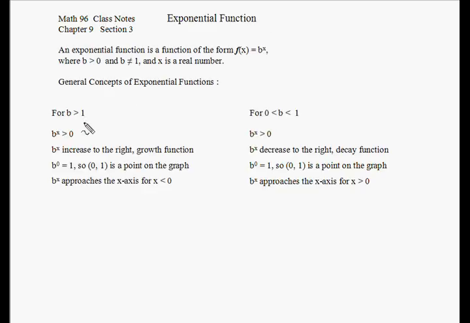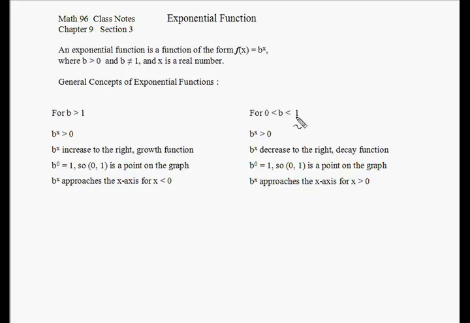If your base is bigger than 1, then your function b raised to the power will be greater than 0. And b raised to a power, again this x is a variable, is increasing as you go to the right, the graph goes up. B to the 0, well, anything raised to the 0 power is 1 with the exception of 0, and so that's a point on your graph. We also know that b to the x, this graph, will approach the x-axis as you travel to the left, as x becomes a negative number.